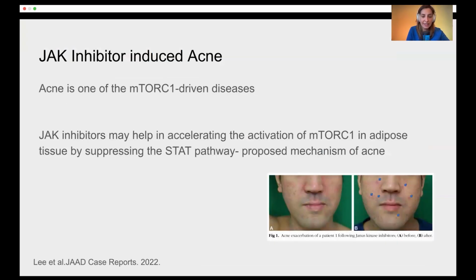The next slide is kind of esoteric. It's talking about JAK inhibitors and how they induce acne. It's just to show the same mechanism, that acne is one of the mTORC1-driven diseases. And JAK inhibitors help accelerate the activation of mTORC1 in adipose tissue by suppressing the STAT pathway. That's the proposed mechanism of how they lead to acne, if you were wondering. Because I remember when JAK inhibitors first came out, I was like, how is this acne happening? And that's how.